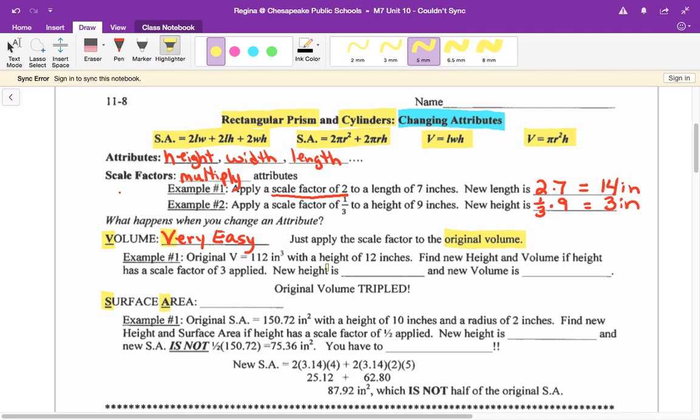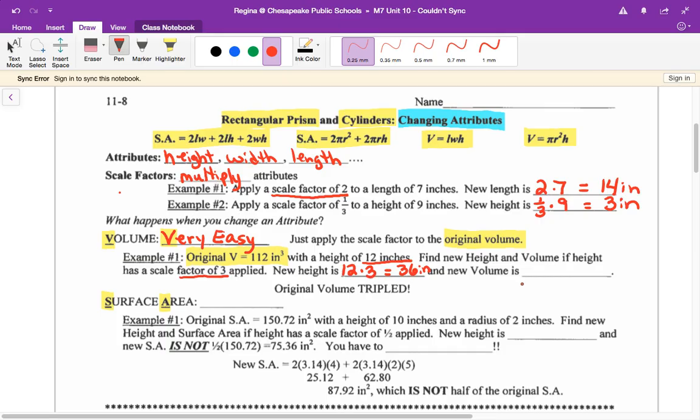Look at this example. The original volume originally came out to be 112 inches cubed because it's volume, and it had a height of 12 inches. So they told us some cylinder had a height of 12 inches. They don't tell us what the radius is, but they already gave us the answer, 112. Now they want us to find the new height and volume if a scale factor of 3 is applied to the height. So the new height is now going to be 12 times 3. We're just multiplying 12 times 3. So now we have 36 inches on our new shape.